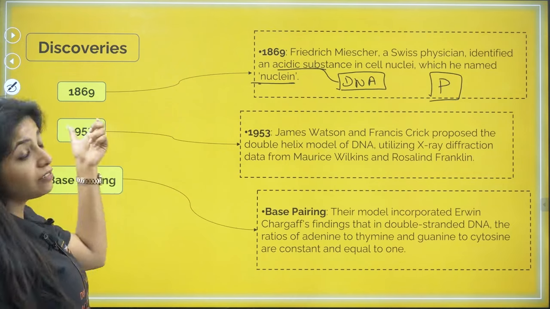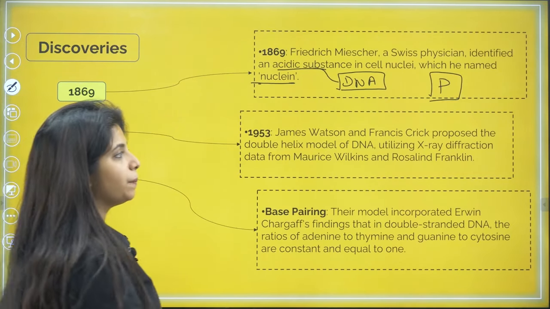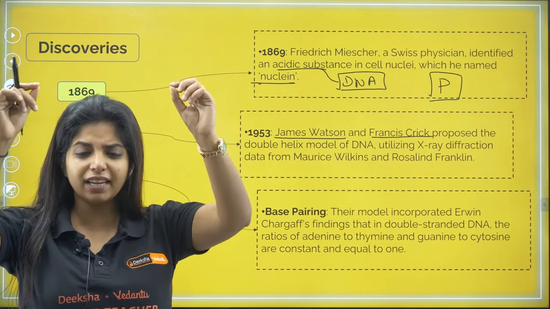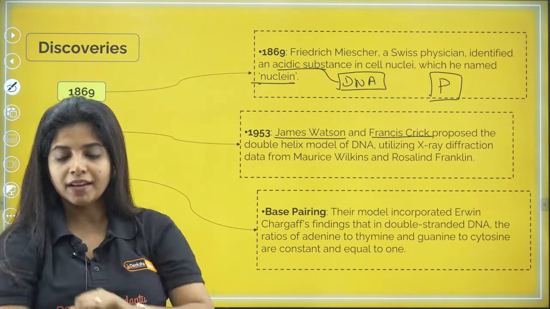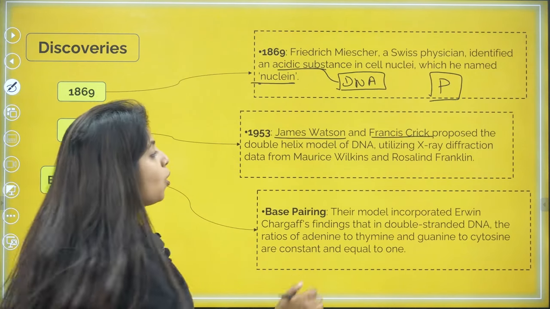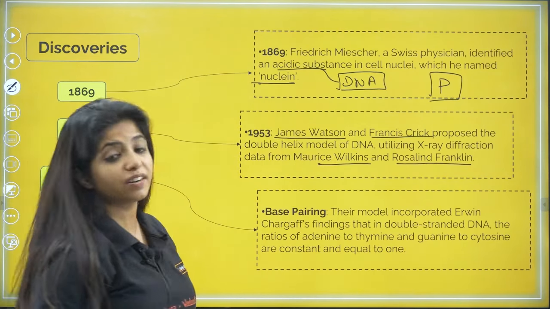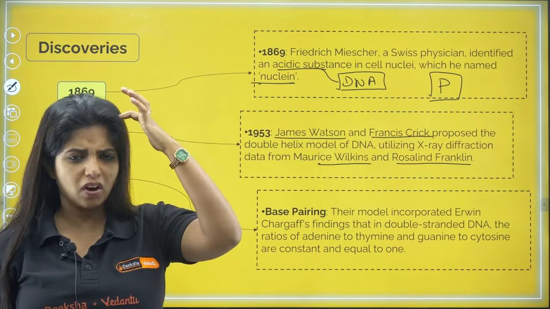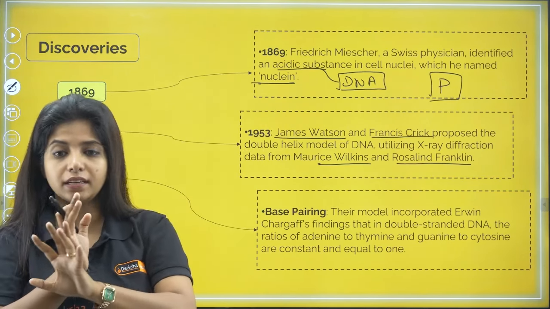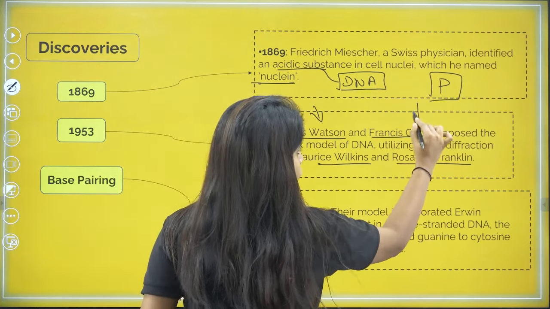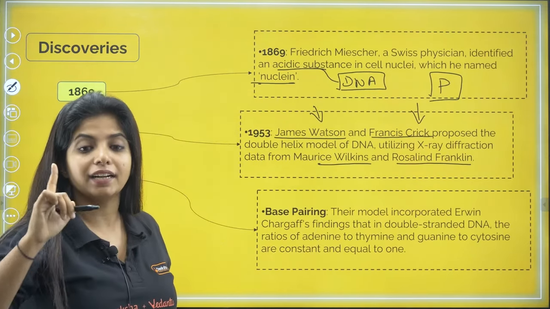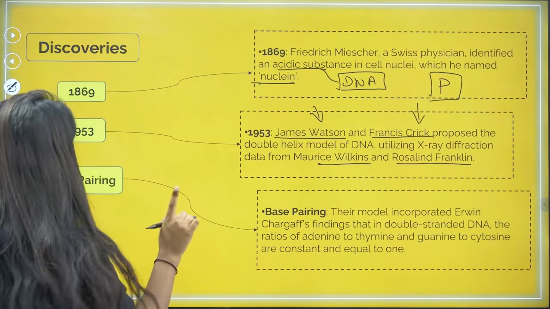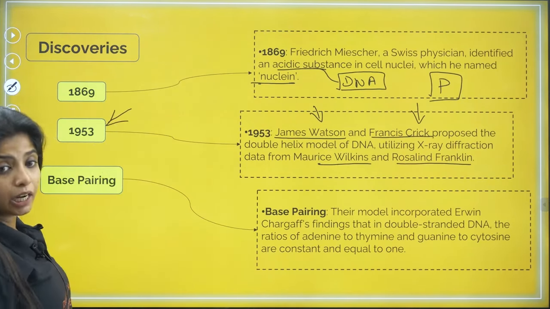Now going ahead, 1953, after so many years, my dear children, two people came here, James Watson and Francis Crick. They said that DNA has a double helix model. And how did they see that? They saw Maurice Wilkins and Rosalind Franklin's X-ray diffraction data. So X-ray diffraction data was being studied, and then they said, oh my God, I think the DNA has a double helical structure. Who said that? James Watson and Francis Crick. Watson and Crick said that DNA has a double helix model, with whose data? With Maurice Wilkins and Rosalind Franklin's X-ray diffraction data in the year 1953.